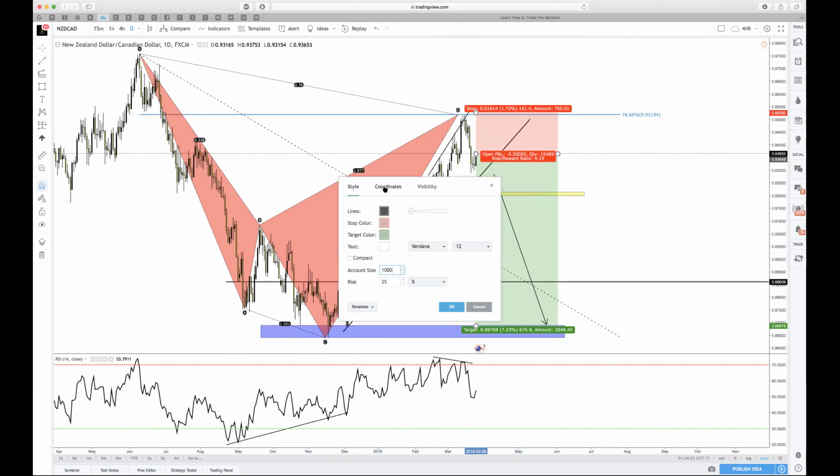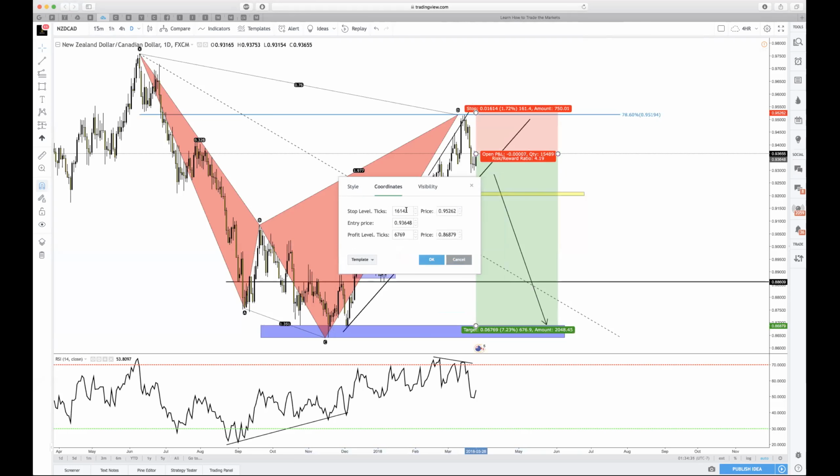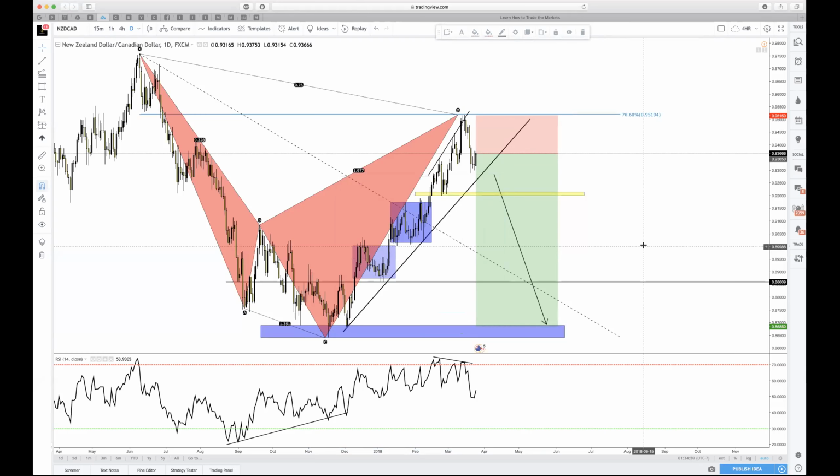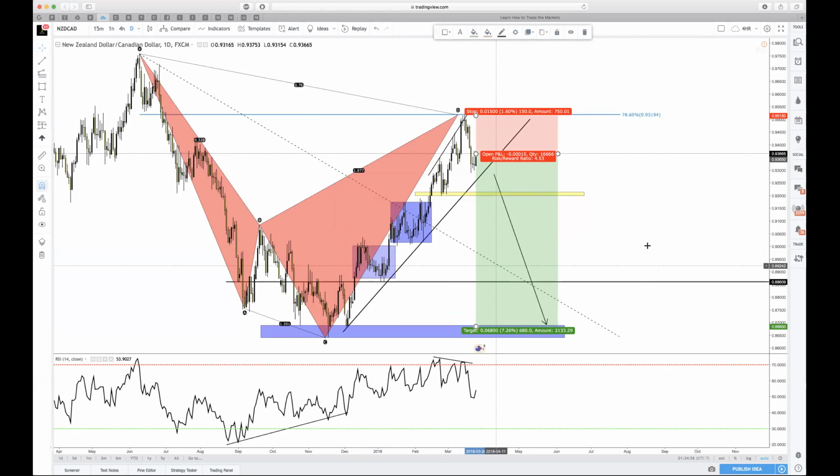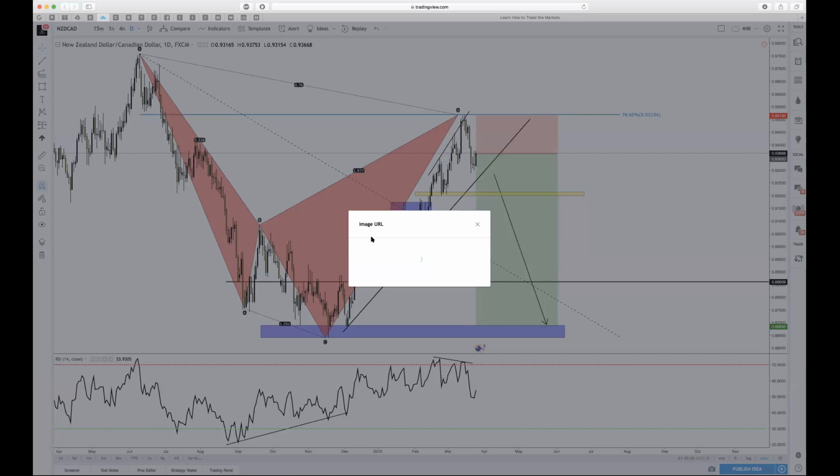That's 1 to 4 risk reward, guys. 1 to 4. The stop loss is 1.500. I'm gonna make it like that. Now I'm gonna make it 3635. 6,800. There. Now 1.5% risk to make 6.8%. That's a good trade. That's definitely a good trade. So we're gonna be trading that one right now.